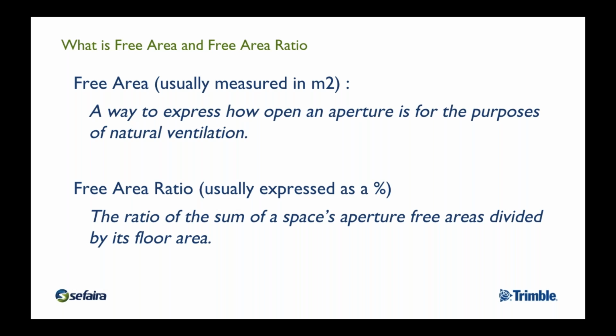Free area ratio is essentially a way to test how open the apertures in any room are as a proportion of the room area. Generally speaking, if the free area of the aperture, or the opening size of the aperture, is 5% of the floor area, then you can expect to get good natural ventilation.